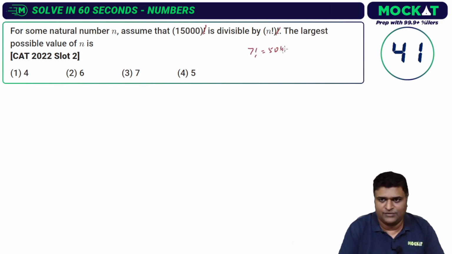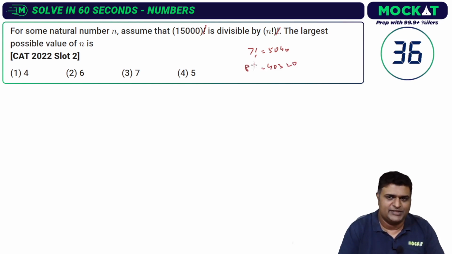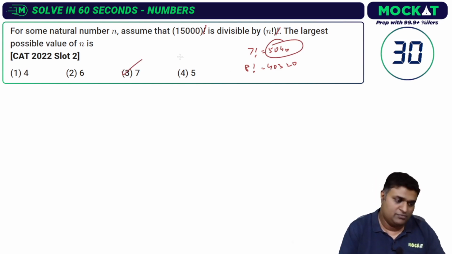7 factorial is 5,040. 8 factorial is 40,320. I don't need to write these as well. But with this, you know that 15,000 is going to be greater than 5,040. Option 3 is the answer. You can mark that and keep going, right?